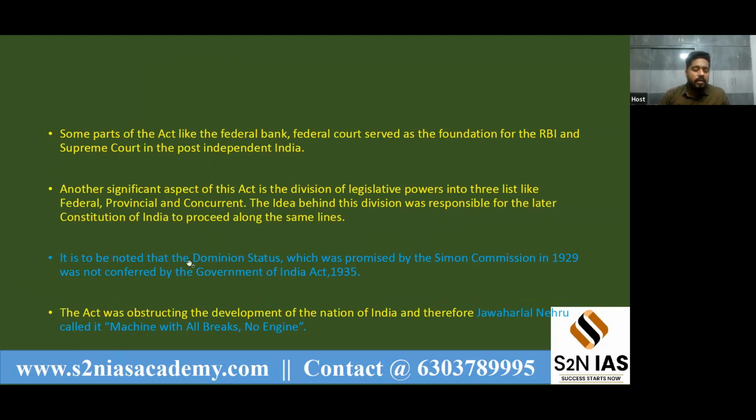This point was also discussed. It is to be noted that dominion status, which was promised by the Simon Commission in 1929, was not conferred by the Government of India Act 1935. At a later stage, we can observe the Lahore Resolution, the Purna Swaraj movement, etc., after the publication of the Government of India Act 1935, because Congress felt cheated by the British, who had promised dominion status in the August Offer itself, but it was not becoming a reality.